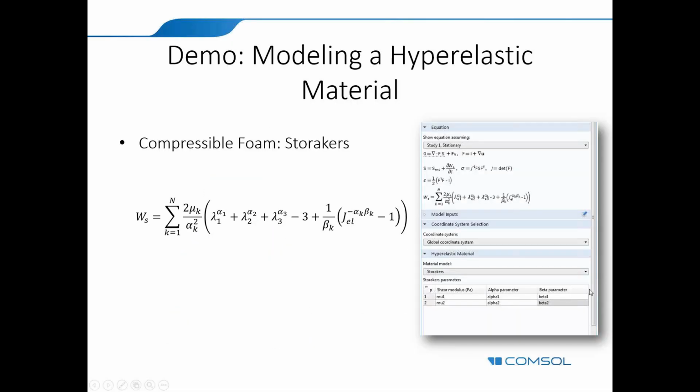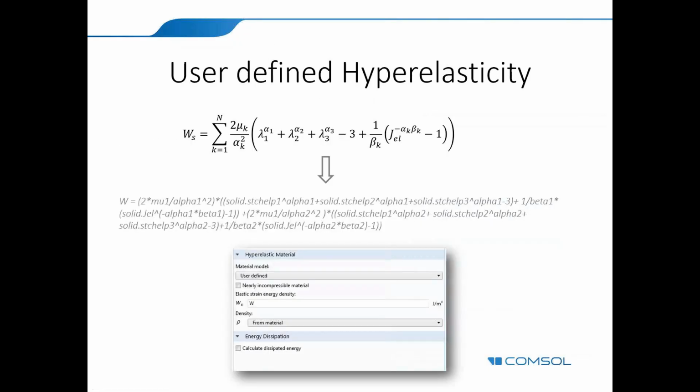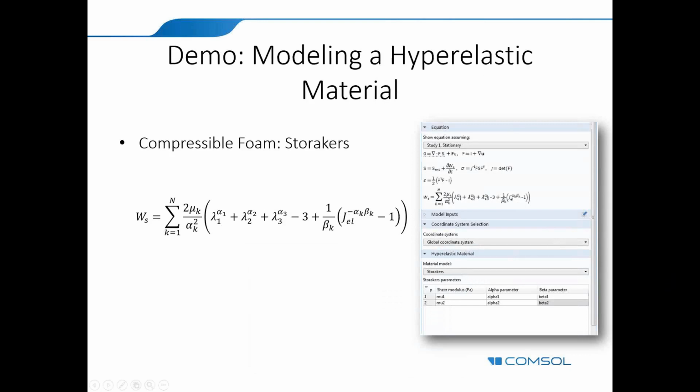Now for this model, we will be using the Storaker's hyperelastic material model in COMSOL, which is used for modeling compression of foam and also models volumetric changes. And in the model that I have here, I already have the material parameters, which you would ideally find from curve fitting without assuming any incompressibility. Here I have some representative material parameters that I will be using. So let's take a look at how this will be modeled in COMSOL.